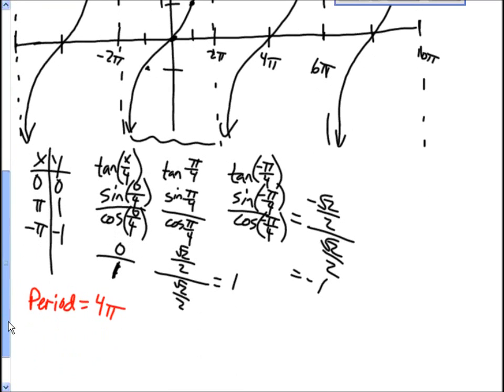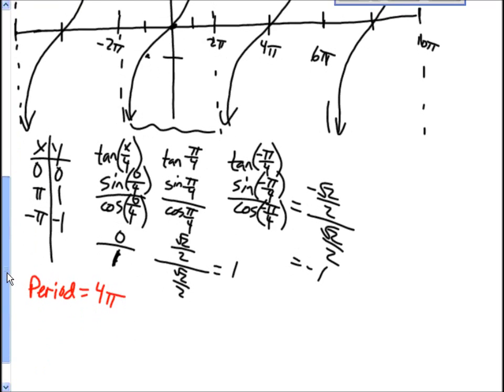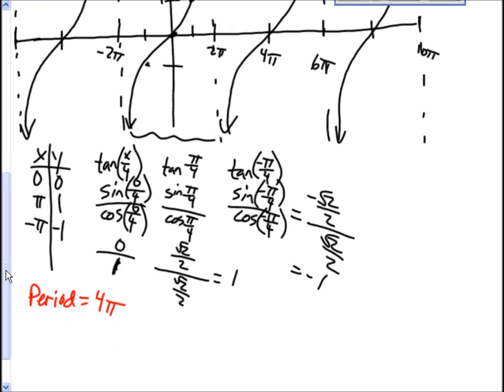Now remember, this is a sketch, and I'm going by 2 pi each time, not pi halves, right? So it's going to look a little different. If you were to graph this on your calculator, you're going to see a lot of change there if you do it under the zoom trig feature, okay?